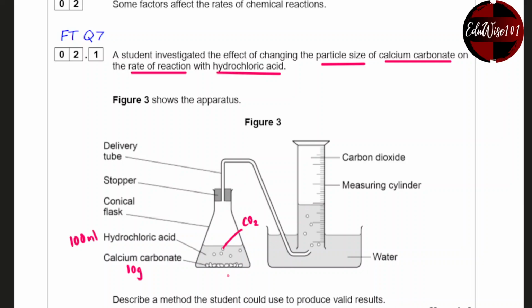Now if you're measuring the rate of reaction, you'd want to, let's say, time how long it actually takes to give a certain volume of carbon dioxide. Or you can find out what the volume of carbon dioxide is given out every 30 seconds, so you can work out the rate. So the question says, describe a method the student could use to produce valid results.